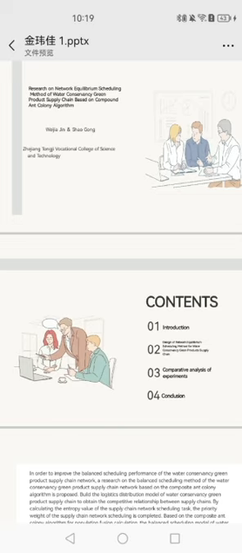Contents. Introduction. Design of network equilibrium scheduling method for water conservancy green products supply chain. Comparative analysis of experiments.